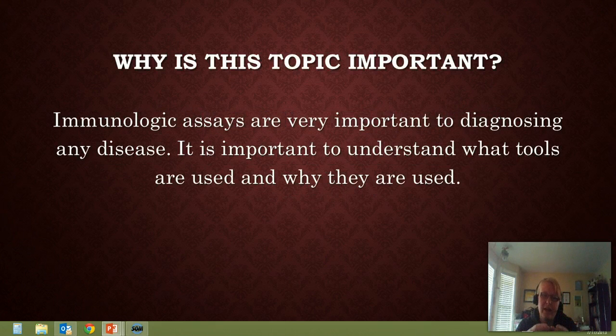So immunologic assays are just as important as the phenotypic ones because these are the backbone of what you see in a hospital lab. So it's really important that you understand how these tools are used and when they are used.